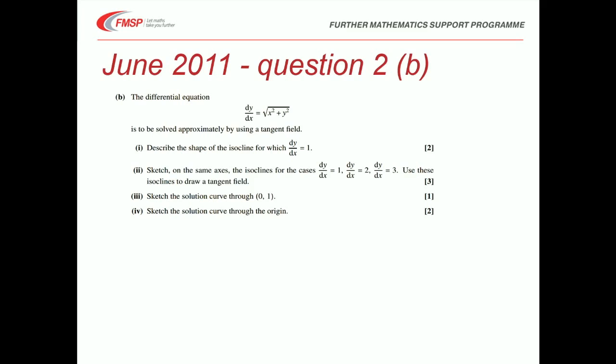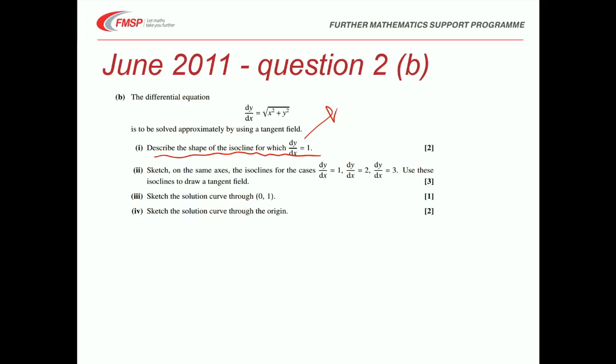This differential equation looks like this. It's first order. It is definitely non-linear. There's a square and a square root on the y. But maybe that looks a vaguely familiar sort of formula. And they are asking you to solve it approximately using a tangent field. Before they ask you to sketch the tangent field, they ask you to describe the shape of the isocline for which dy by dx is 0. Not 0, sorry, 1.